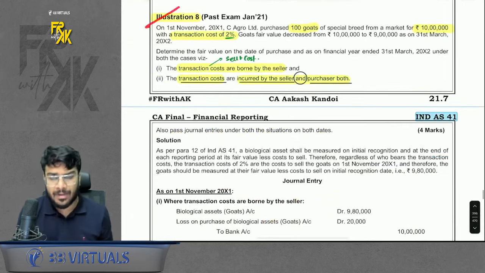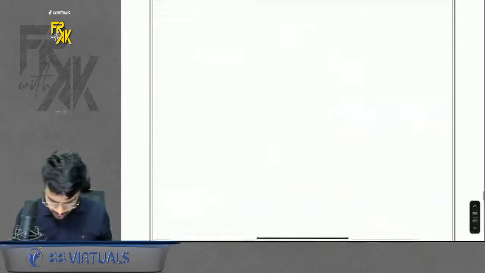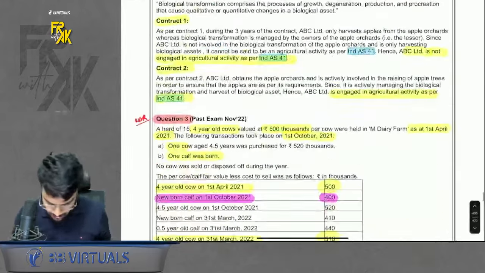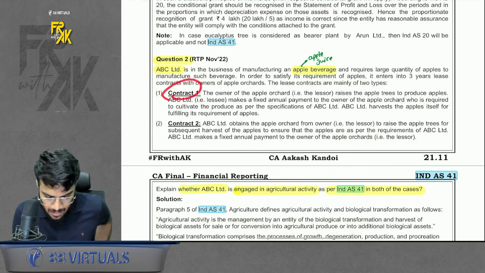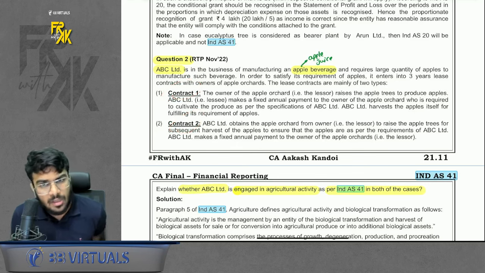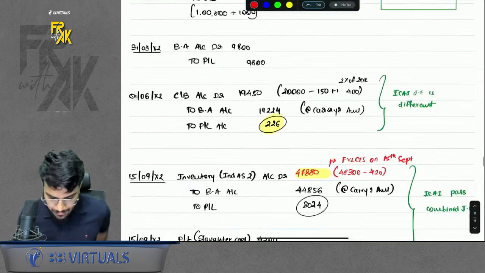Illustration number 8, you should try in homework. It is a good question. Just try it, okay? Anyways, then we can come to the one we discussed. Question 2 also, you can just give it a read. I explained this, okay? It is asking about whether it is agriculture activity or not, right? So, I'll discuss that. In contract number 1, in case you remember, I'll tell you what was happening.